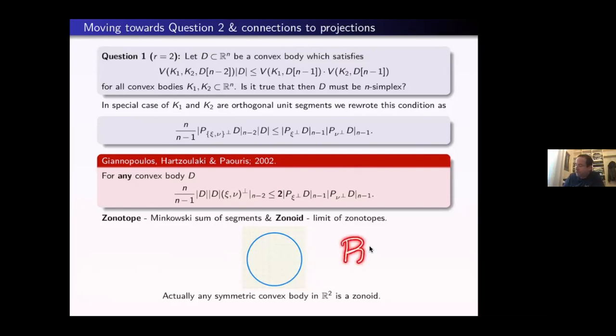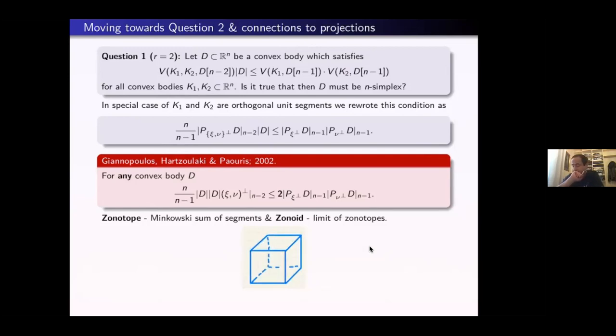For example, any unit ball for p greater or equal than two is a zonoid. So it's a very interesting and nice class of convex bodies. And actually any symmetric convex body in two-dimensional space is a zonoid. Let me show you more examples of these guys.